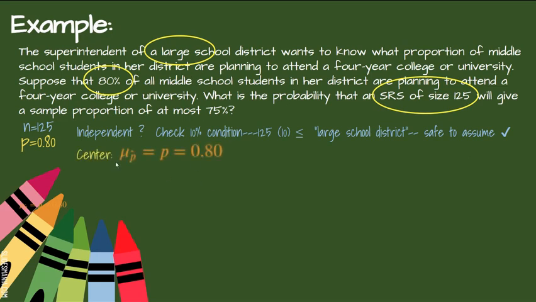Okay, the center is going to be the mean of p hat, which equals p, which is 0.80, because this is an unbiased estimator. And then we have the spread, which is our standard deviation. We plug in what we know: p is 0.80, 1 minus p is 0.20, n is 125. We end up getting 0.036.